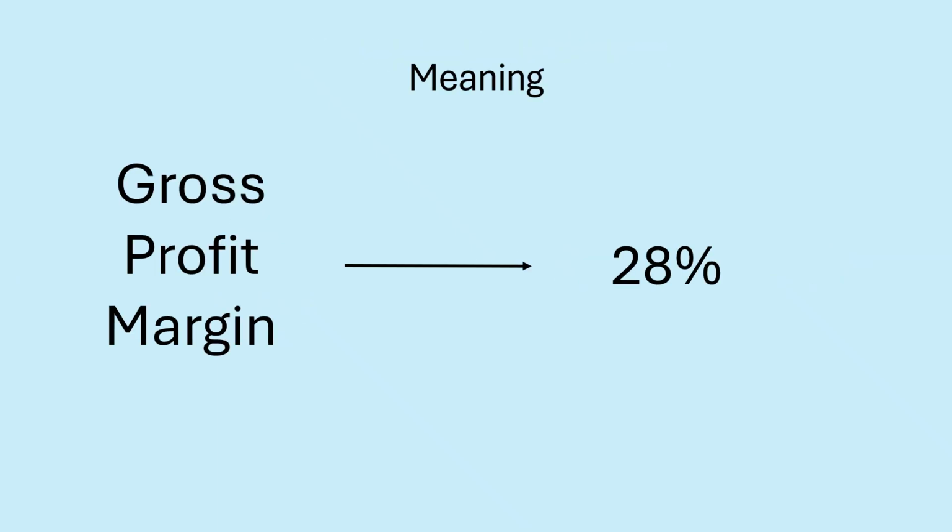So what does a gross profit margin of 28% actually mean? It means that for every dollar of revenue, your cool shoe company is making 28 cents of gross profit. Or that before factoring in overhead expenses, your company makes 28 cents.